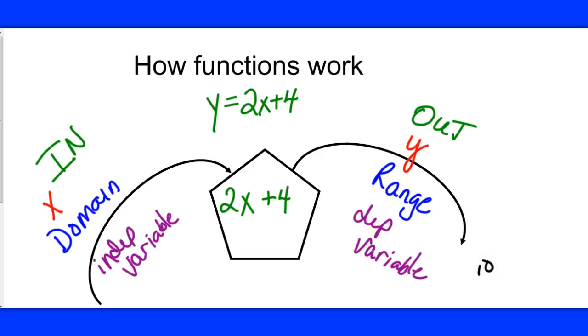Let's just repeat that so that you can see it. The 3 went in, something happened to it inside here, and the 10 came out. The 3 is my input: my x, my domain, my independent variable. The function did something to it, and my output, my y, my range, my dependent value, is going to be a 10. And we just repeat that over and over. That's it.